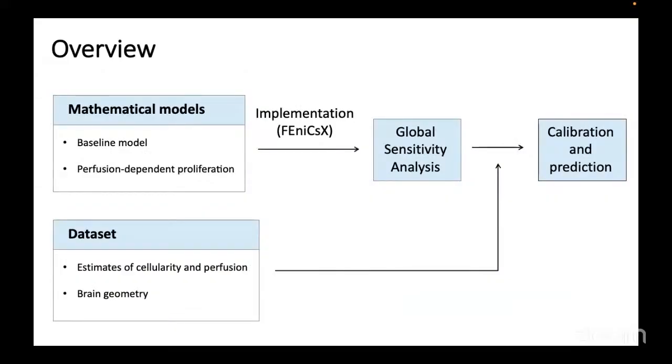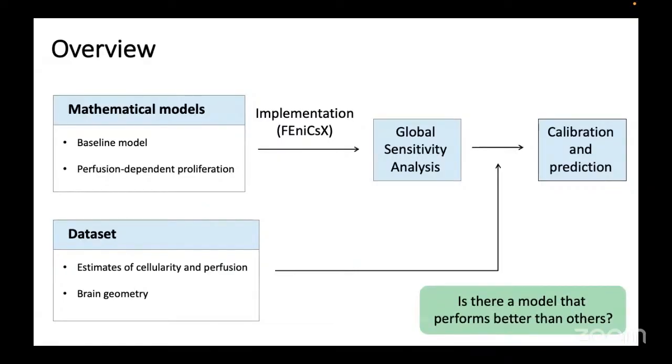So this is the overview of my work. I'm going to present two mathematical models, which are the same model but with some variations, and try to fit them to a data set of in vivo data in rats with gliomas, and try to calibrate and predict tumor evolution. The goal here is to find if there's one of the models that performs better than the other one, and what insights we can get about that.